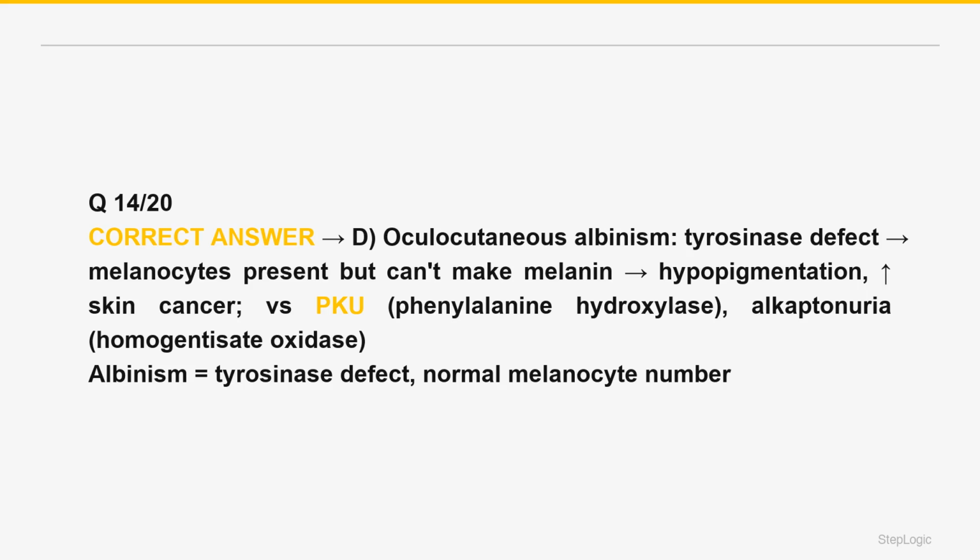This sits within the tyrosine and phenylalanine pathway, which is a high-yield comparison. Contrast: PKU results from deficient phenylalanine hydroxylase. Phenylalanine can't become tyrosine, leading to buildup, intellectual disability, and a musty odor. Alkaptonuria results from deficient homogentisate oxidase, downstream of tyrosine. And albinism is the tyrosinase defect. The tyrosinase deficiency with normal melanocyte number causing hypopigmentation is oculocutaneous albinism.